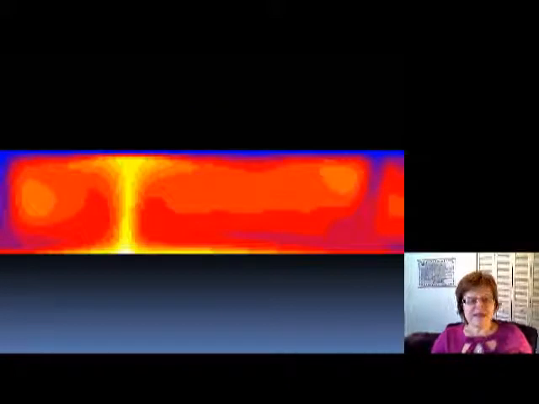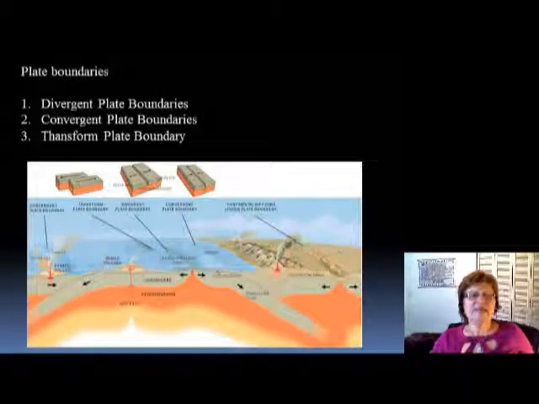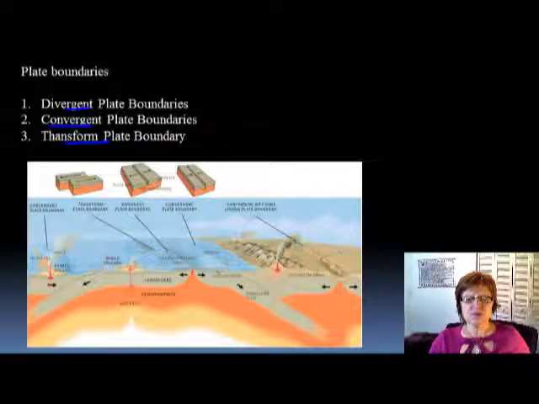If you play the slideshow, you can see how the higher temperature is moving up and the cooler temperature is moving down, because it's more dense. This is lighter, so it's moving up. And this is how we have these three types of plate boundaries: the divergent, convergent, and transform plate boundaries.